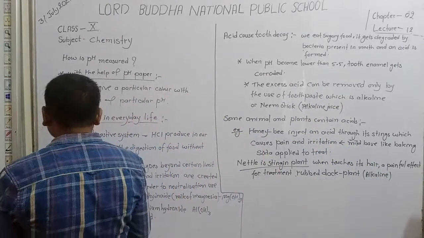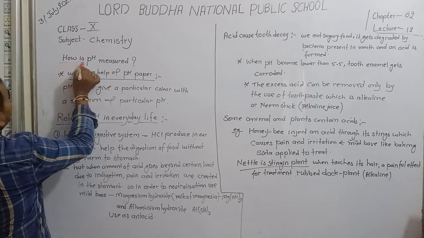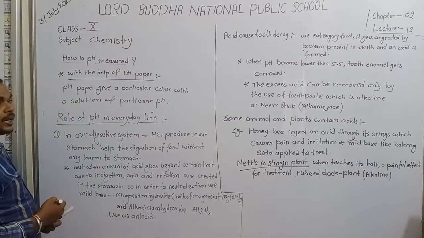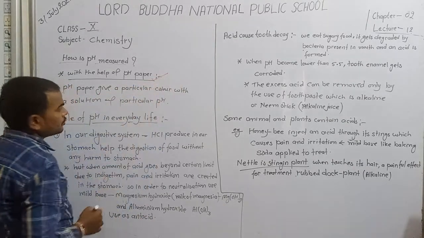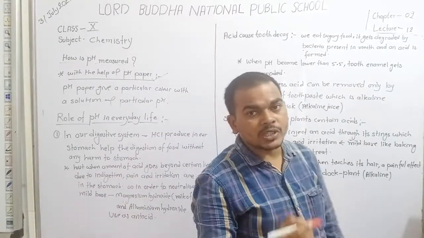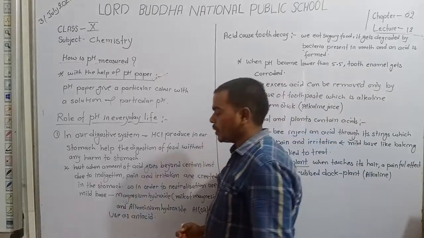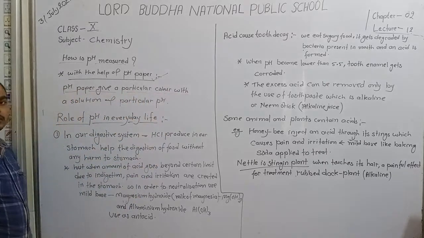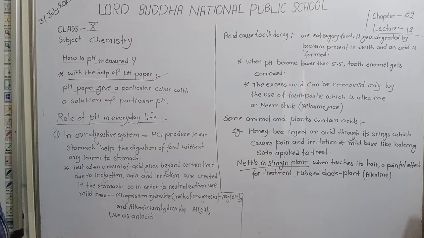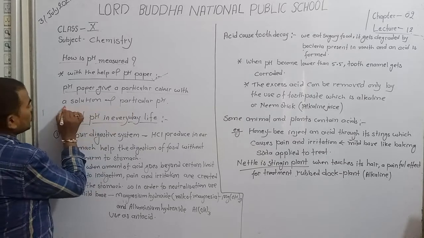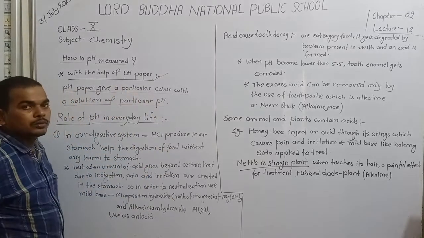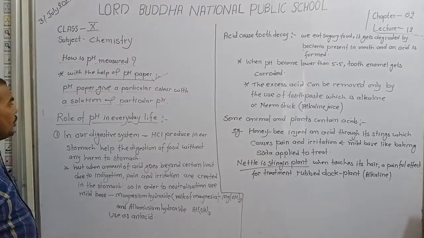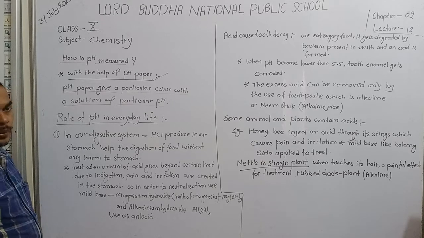So, our question says here, how is pH measured? Yes, students, pH is measured with the help of pH paper. What is pH paper? pH paper gives a particular color with a solution of particular pH.